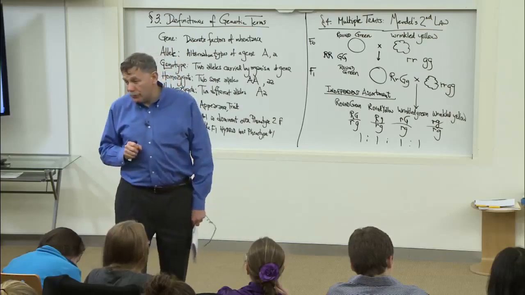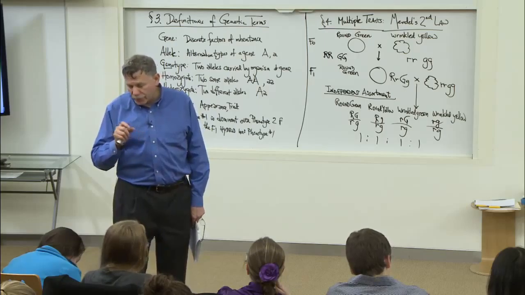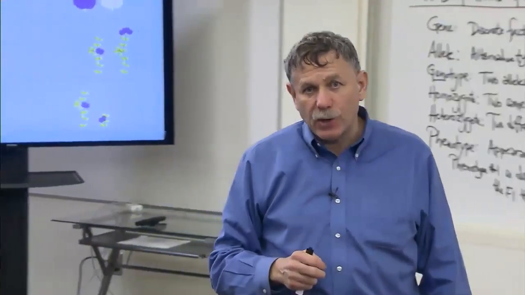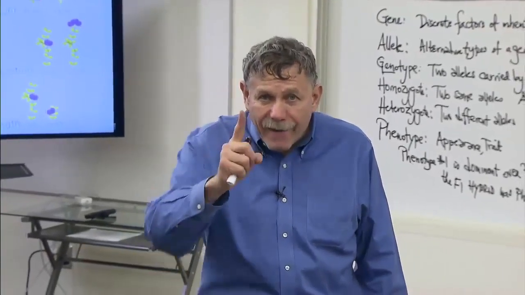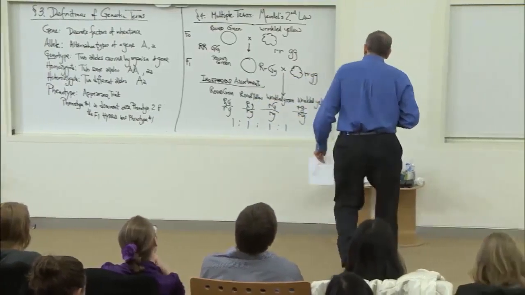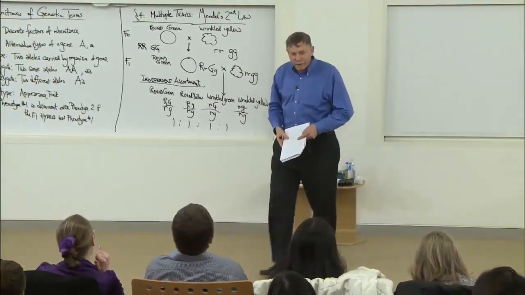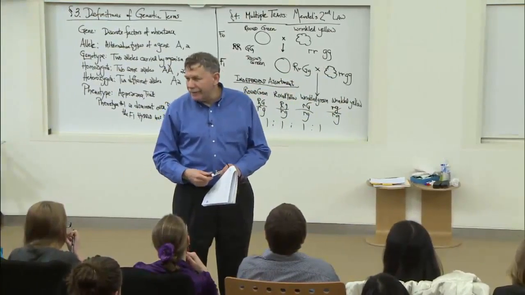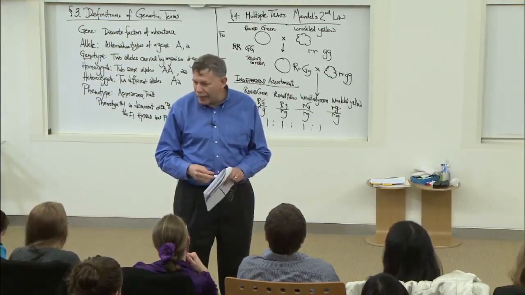And he didn't just do this for round and wrinkled, green and yellow. He did this for lots and lots of combinations. And he saw that this law held up for every single pair of traits he tried it on. All right. It's a great paper. You have to read the great paper. Published in 1865. It's so cool. It went around the world.